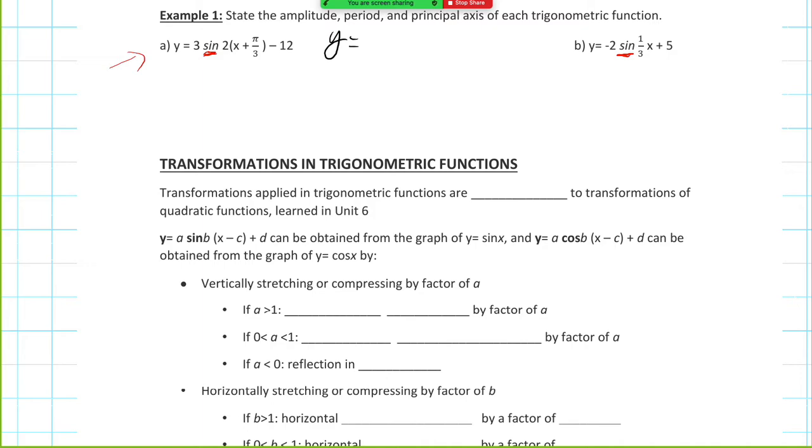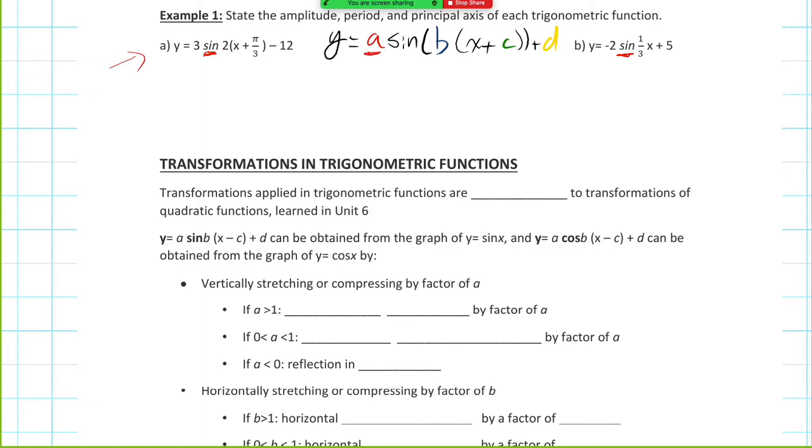Y is equal to A, and then sine B, x plus c, and then finally we add the value d at the very end. So the very first thing we're going to do is try to figure out which of these numeric values pertain to which of the letters in the original equation. And you'll see by their position, once you get the hang of it, it'll be pretty straightforward. I'll try to use the same colors.